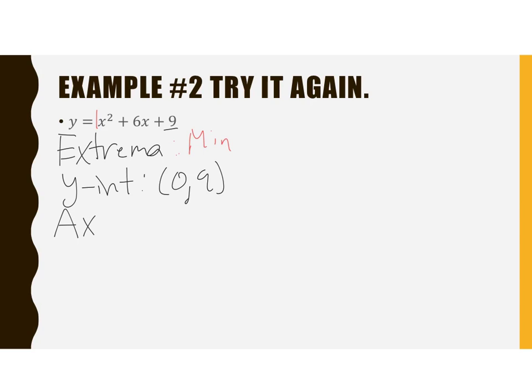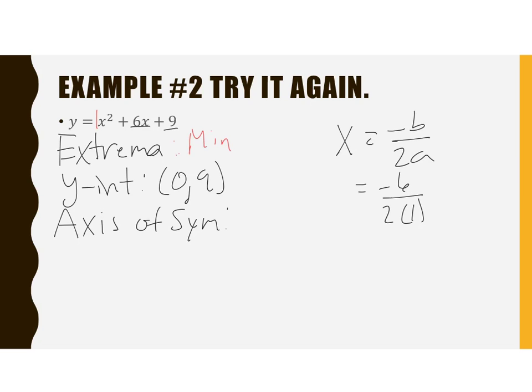Axis of symmetry. See if you remember the equation. X equals negative b over 2a. B is 6, so when I plug it in, it's going to be negative 6 over 2 times a, which is 1. So negative 6 over 2. My axis of symmetry is negative 3.